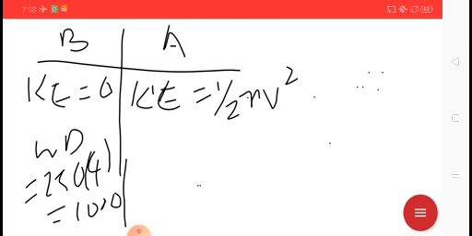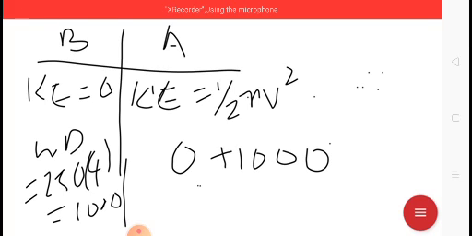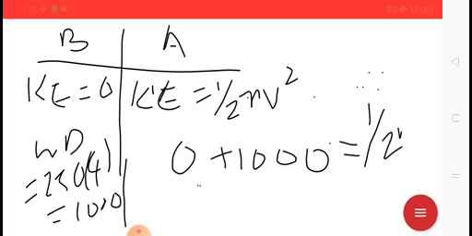So for the left hand side, 0, KE 0, plus the external force that is put on the body. Any more on the left hand side? No more, right? If no more, then you put the left hand side equal to the right hand side. On the right hand side you only have 1 over 2 mv squared. So you see that this equation actually is the conservation of energy equation.